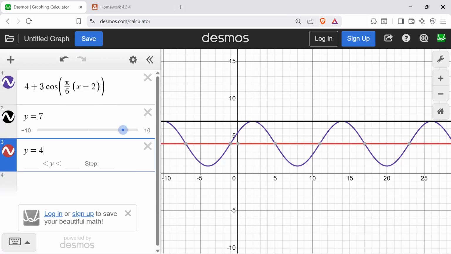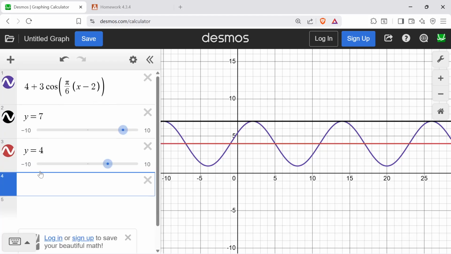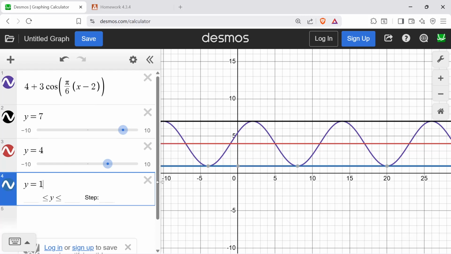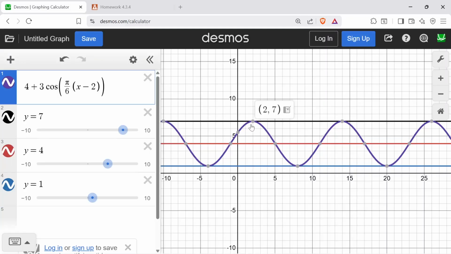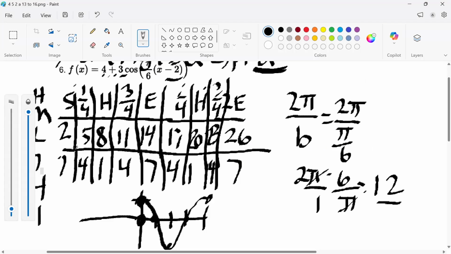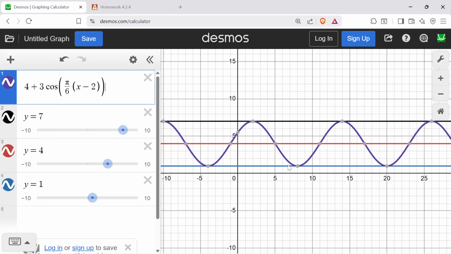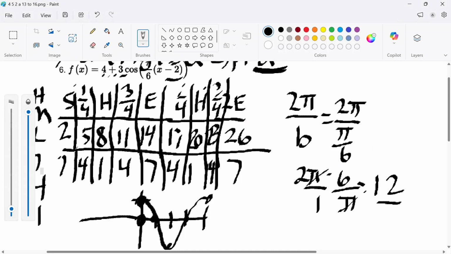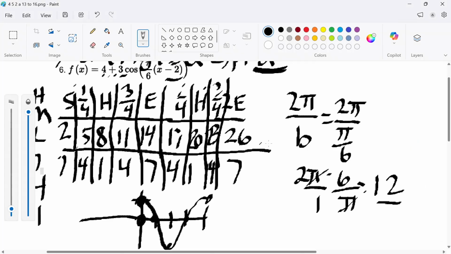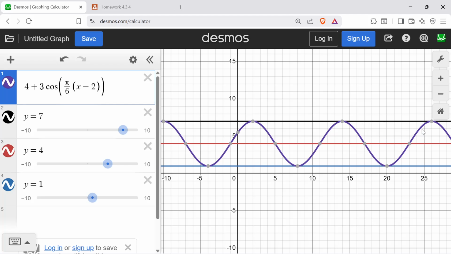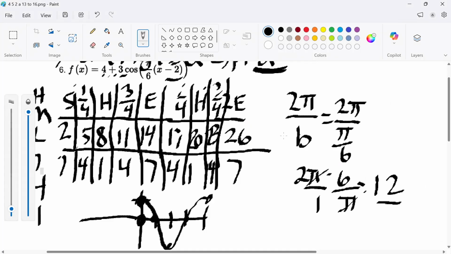Y equals 4, that's the midline. Y equals 1, and that's the low point. And so it starts at the high, so at 2 it's at 7, sure enough. And then at 5 it's at 4, and then at 8 it's at 1, and then at 11 it's at 4, and then at 14 it's at 7. And then at 17 it should be at 4, and then at 20 it's at 1, and at 23 it's at 4, and the second cycle is complete.